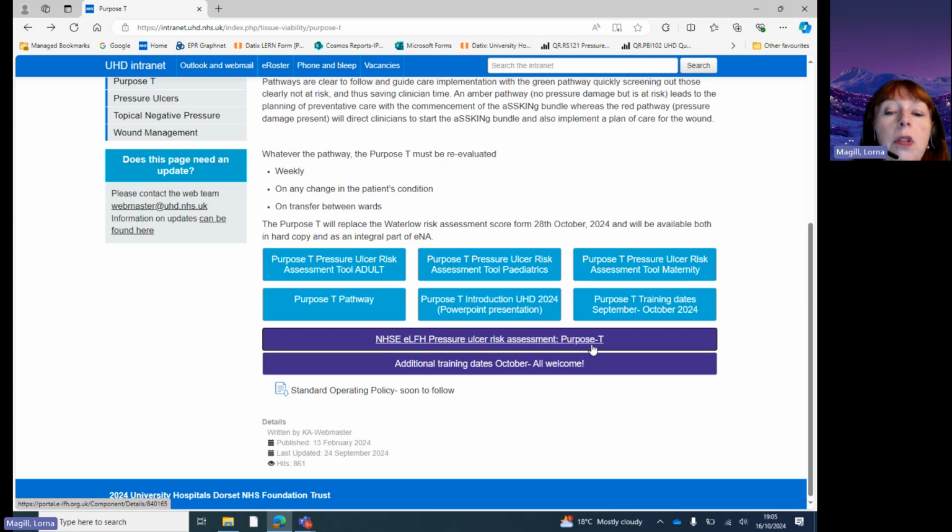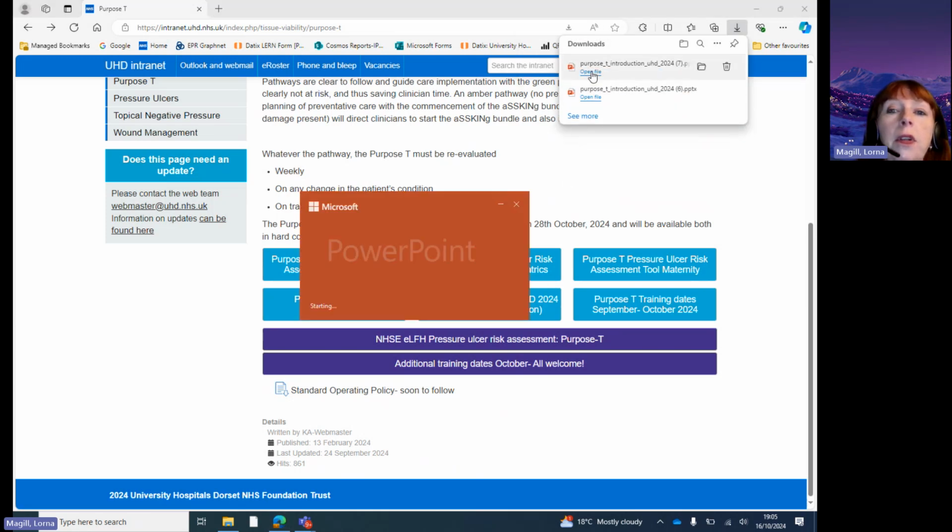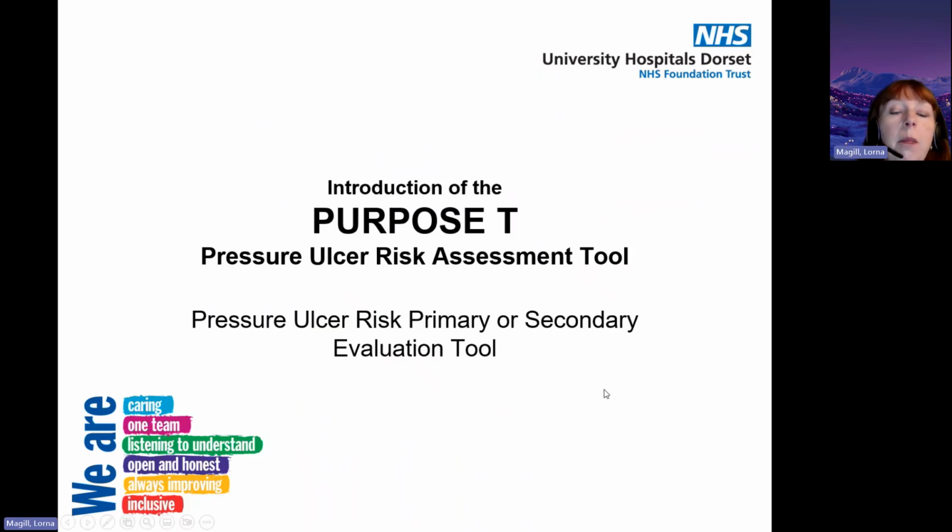They have several modules on the Purpose T where you can work through scenarios. And at the very bottom of the page is where the standard operating procedure will be linked as soon as that has been ratified. It's been through the policy and procedure group, so should be up within the next few weeks, I anticipate. Here we have the Purpose T introduction, the PowerPoint presentation, which we're now going to work through. That is there for you to use for teaching locally within your areas, or indeed just as a resource to refer back to.